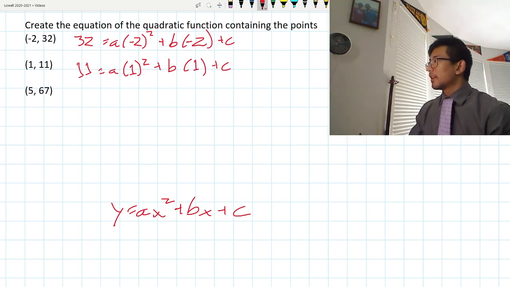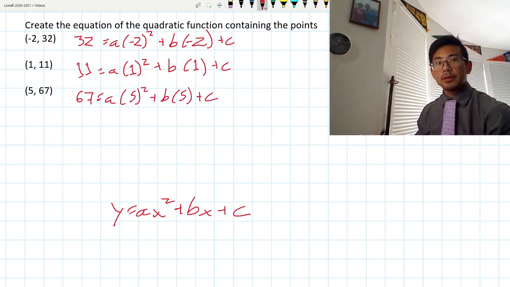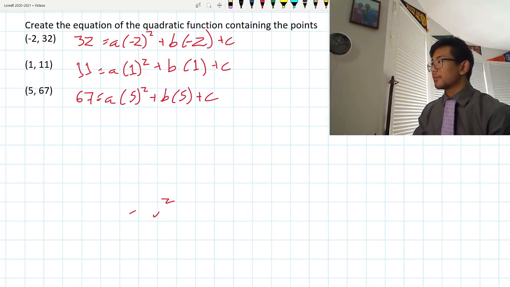Okay, and then now we'll plug in the last one. 67 equals a times 5 squared plus b times 5 plus c. Okay, so let's get rid of this now. Okay, if I clean this up, we'll get, let's see, 4a squared minus 2b, and we can do all that.